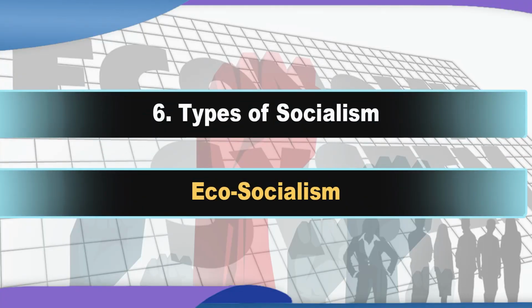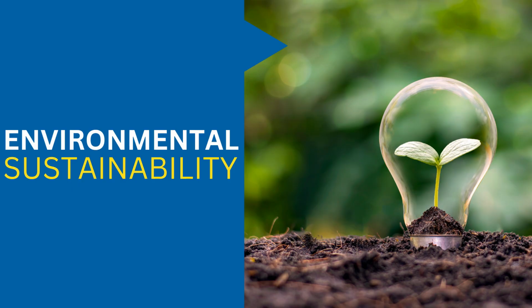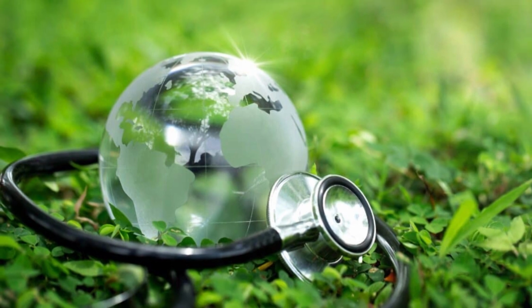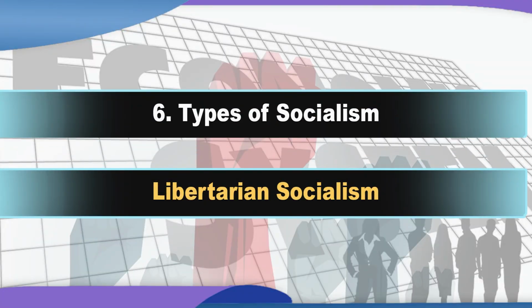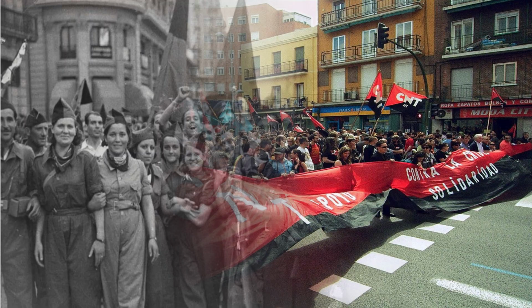We also have eco-socialism, a contemporary variant that emphasizes environmental sustainability and argues that the capitalist growth imperative is incompatible with ecological limits. Eco-socialists advocate for democratic planning and prioritize environmental protection and sustainable development over economic growth. Further, we have libertarian socialism. This approach emphasizes worker control and democratic participation while opposing centralized state power. Anarcho-syndicalists and other libertarian socialists favor worker cooperatives, community ownership, and horizontal rather than hierarchical organization.